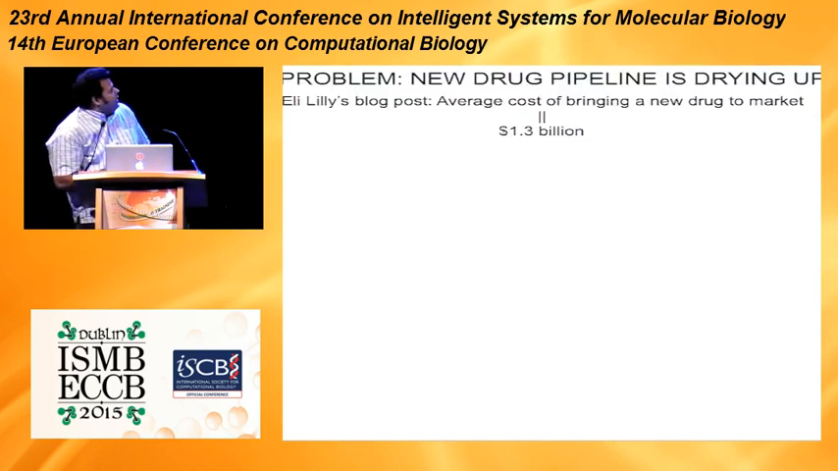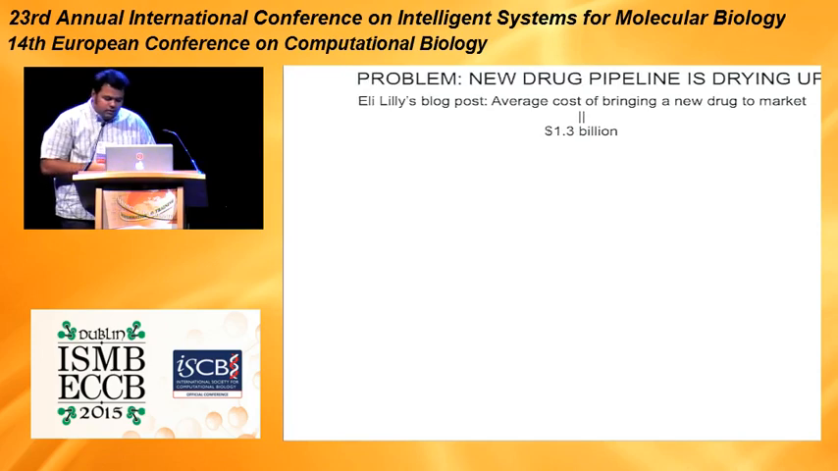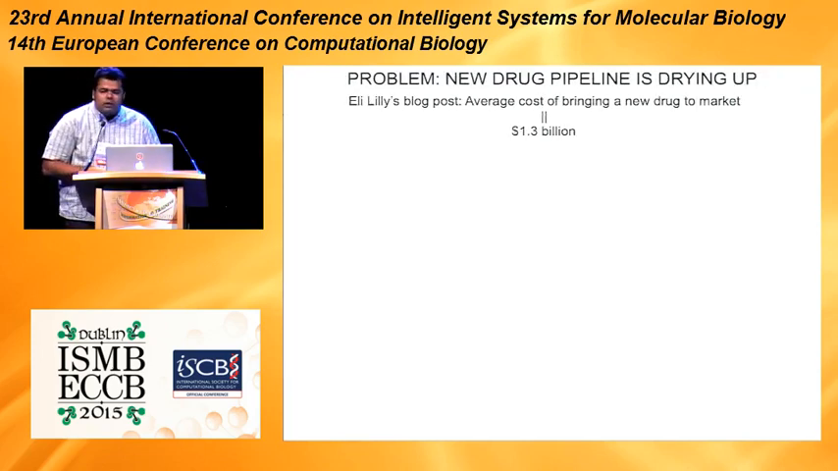So this problem, Chad really gave a good introduction previously in the session as to what the problem is. And obviously the problem is that the drug pipeline is drying up. And this was a blog post by one of Eli Lilly's directors of communications. And she said that it cost $1.3 billion to bring a new drug to market. And it's even more staggering than that if you take into account the past 15 years of the amount of money which has been spent.